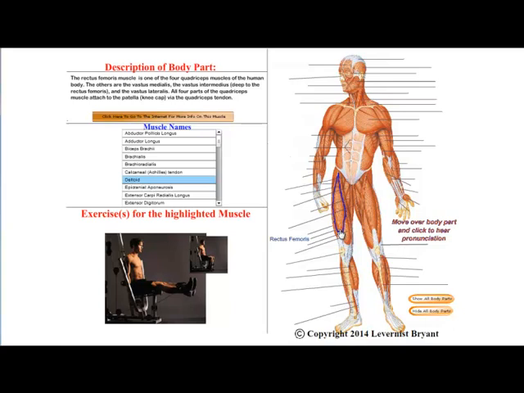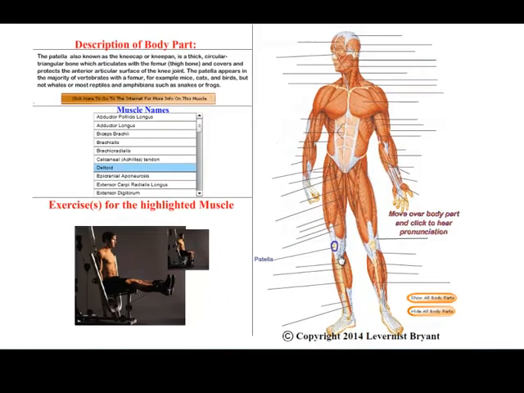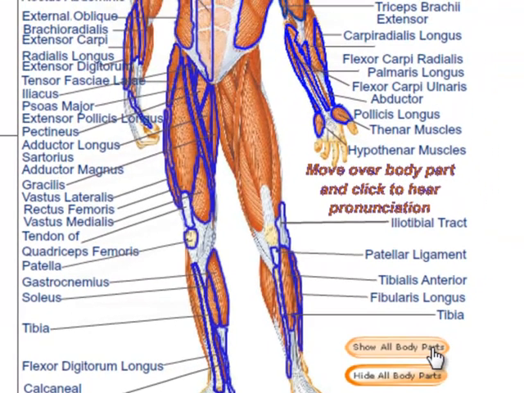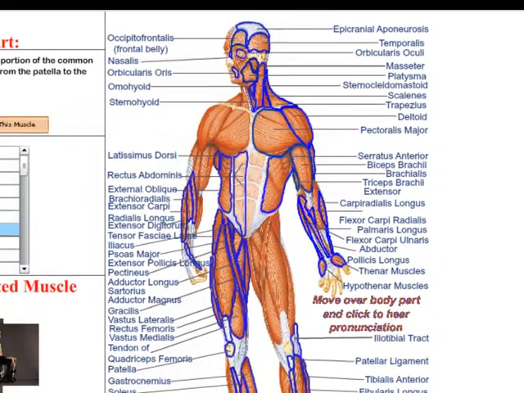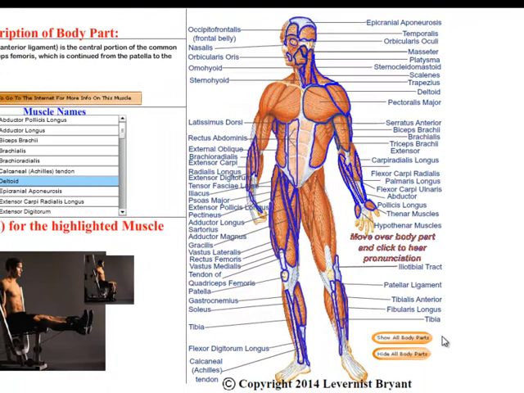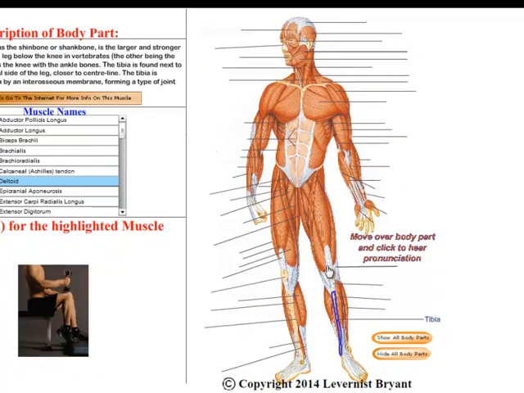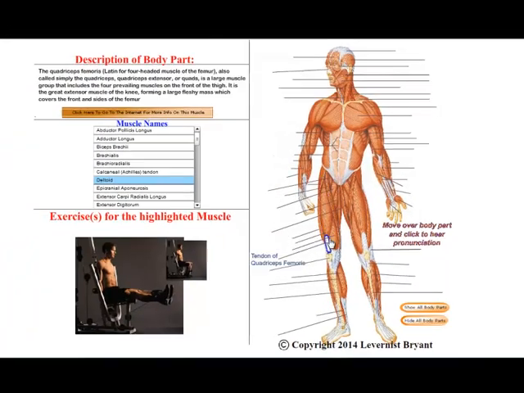Let's say I want to see all the muscles at one time. The next feature, I can click on Show All Body Parts, and it shows all the muscles of the body, or the major muscles of the body. I can study this. I can print it out. And once I get through, I click on Hide All Body Parts, and it hides them again, and then I can interactively roll over each muscle of the body.